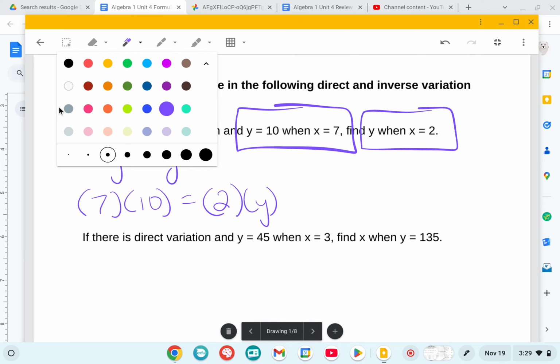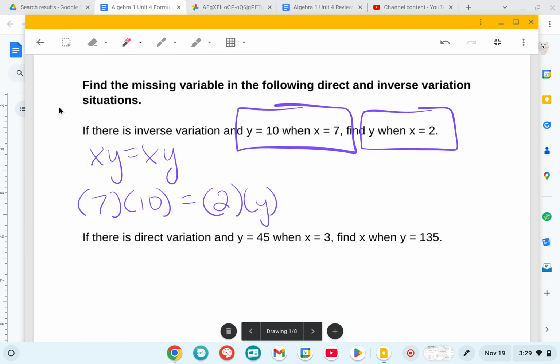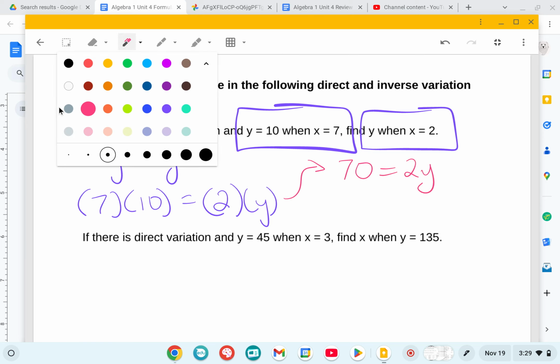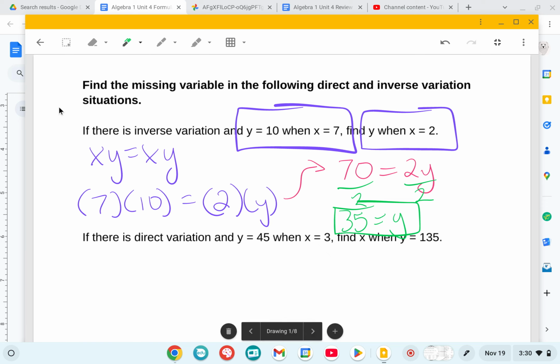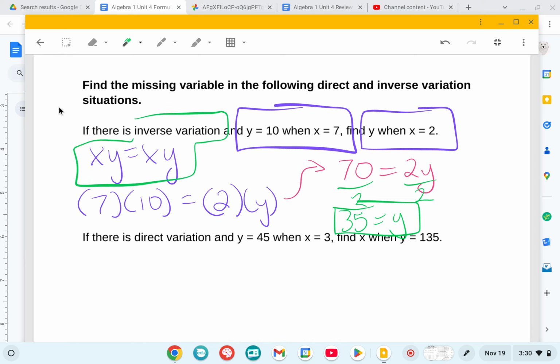And when I work that out, I end up with 7 times 10 is 70 equals 2y. And then I'm just using algebra to solve. We've done this 100 times. Divide both sides by 2. Y equals 70 divided by 2 is 35. And so that would be the value of y in that situation. So that's for inverse variation. That inverse variation formula is coming from your formula chart under inverse variation.